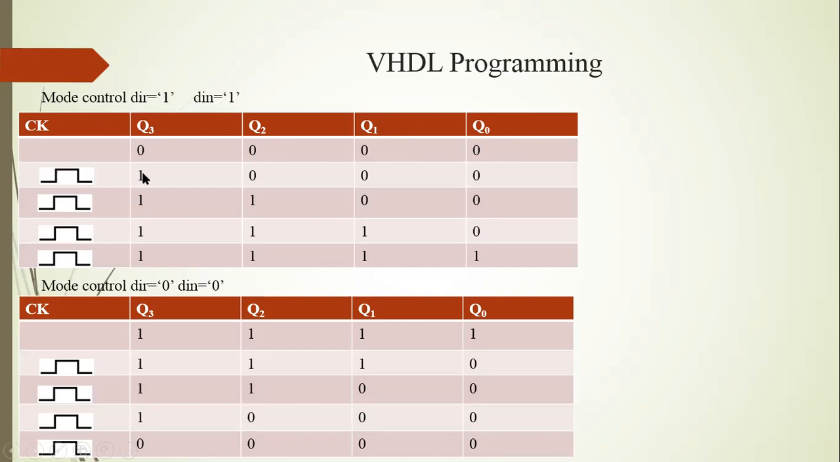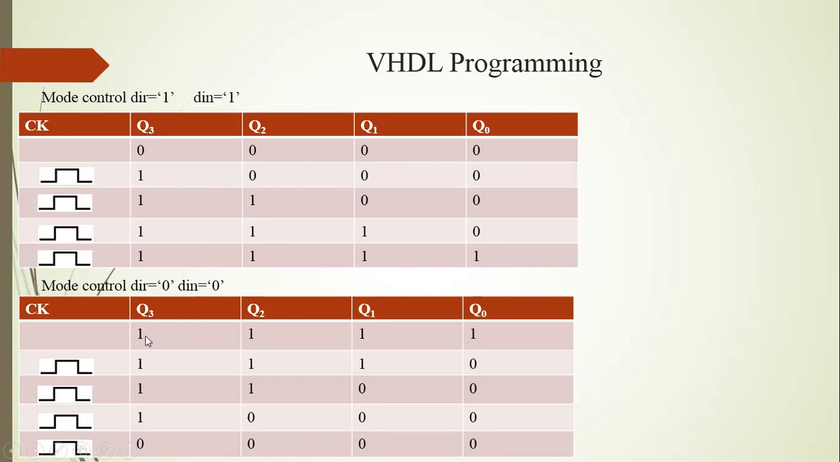Then logic 1 shifts into Q3. The previous data of Q3, logic 0, shifts into Q2, then Q2 data shifts into Q1 and Q1 shifts into Q0. Then the second clock cycle is applied, again logic 1 shifts into Q3, Q3 data shifts into Q2, Q2 into Q1, Q1 into Q0. Then the third clock pulse is applied, again 1 1 1 0, and the fourth clock cycle is applied, then logic 1 is in Q3, Q2, Q1 and Q0. After that, the direction changes to logic 0 and the DIN input also changes, suppose logic 0.